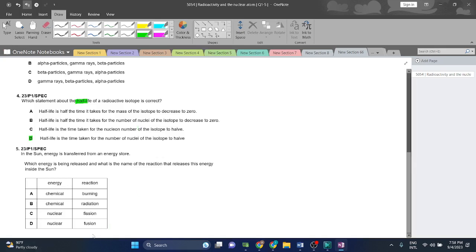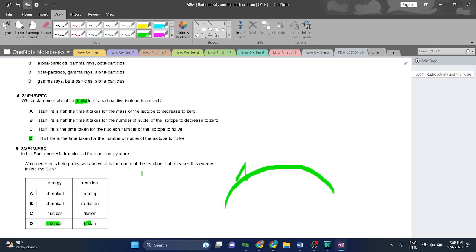So in the sun, it is nuclear, and it is fusion. What is nuclear fusion? It is the combining of two lighter nuclei to produce a heavier nucleus. And with this, a very large amount of energy is released. This reaction only happens on the sun because for nuclear fusion to happen, the requirement is very high temperature, right? Nuclear fusion needs very high temperature, and the sun has very high temperature. So nuclear fusion happens where there is very high temperature, and D will be the answer.